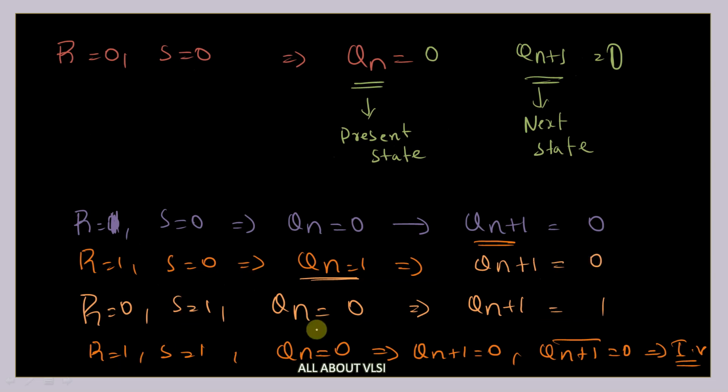Okay. And in this case also you can check where your R is equal to 0 and S is equal to 1, your present state is equal to 0, we have checked it. And you can also check whenever your R is equal to 0, S is equal to 1, if your Qn is equal to 1, what is your next state? So we will get 1 only.